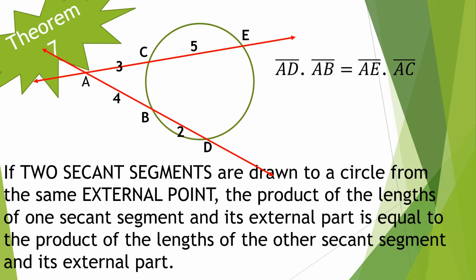Okay, so let's substitute. For example, we have here AD is 6. Why 6? Because 4 plus 2, that is 6. And AB is 4. The x here means multiplication. So it equals AE, which is 8 because 3 plus 5 is 8, times the external part, which is 3. So 8 times 3. So 6 times 4 is 24, and 8 times 3 is 24. Okay?